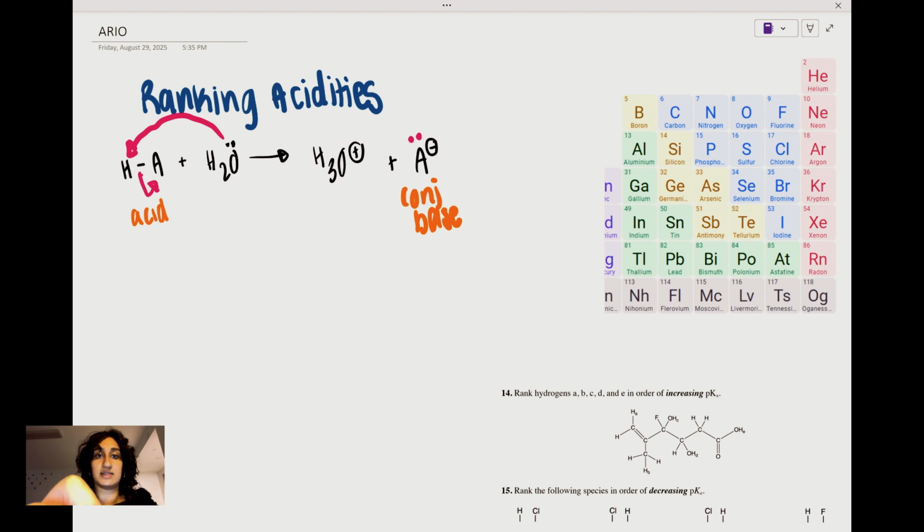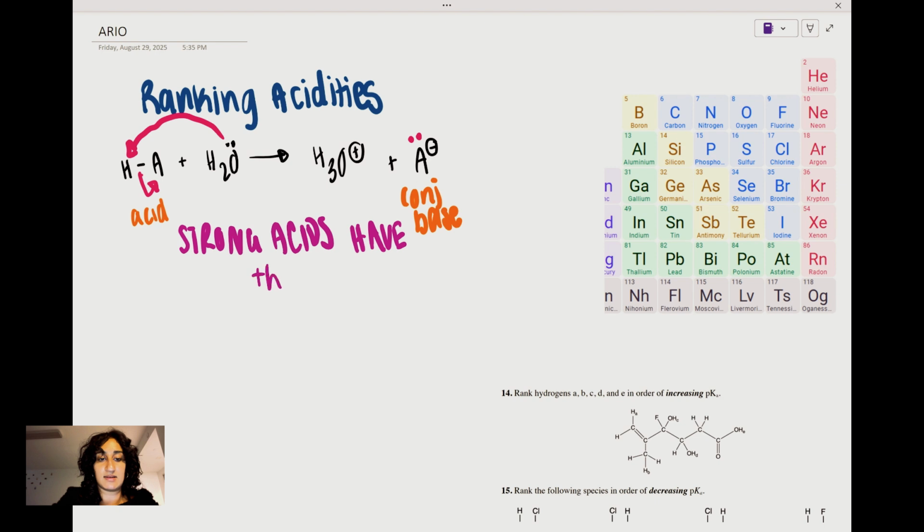So I'm going to write this down big because it is very important. Strong acids have conjugate bases that are stable with a negative charge on them, okay? That is the bottom line of this whole ARIO situation.